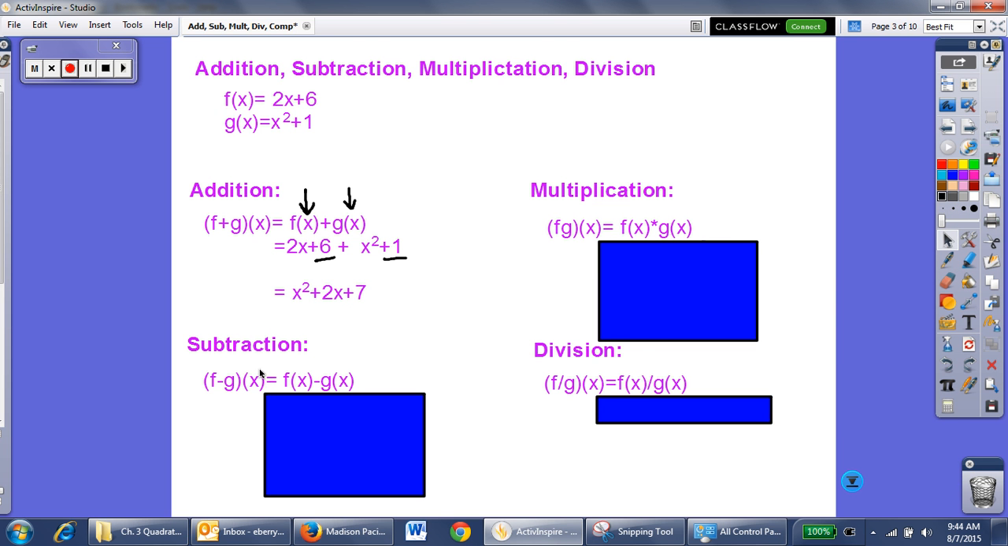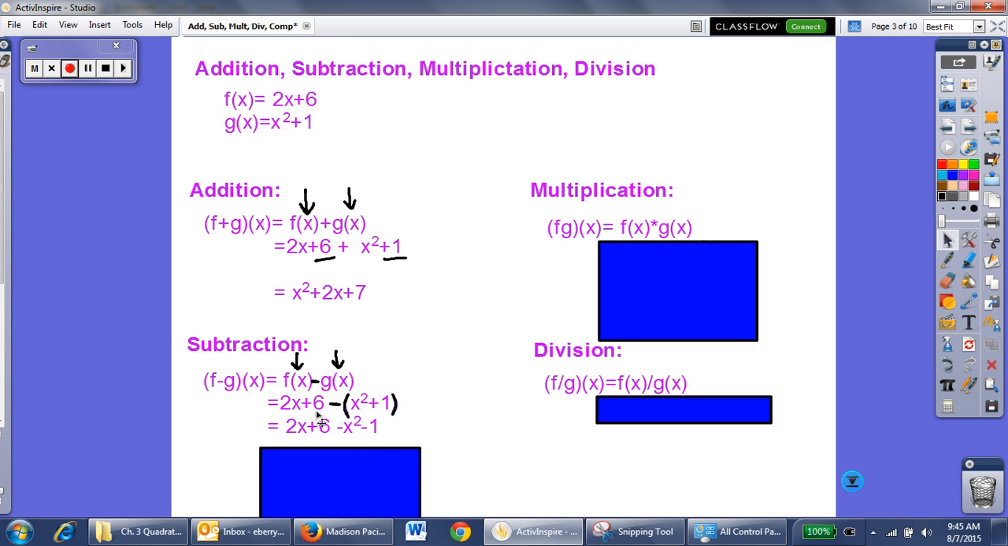Now looking at subtraction, so we have f minus g of x. Again, we rewrite that as two separate functions, f of x minus g of x. So we just plug in what their functions are. We have 2x plus 6. So notice the minus sign here and the use of parentheses. It's really important we use parentheses here because we need to distribute that negative sign. So let's go ahead and do that.